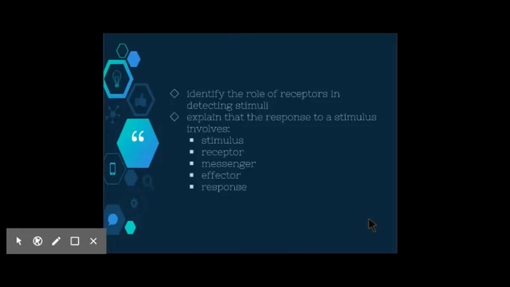So the first two dot points that we're going to look at are the first one being identify the role of receptors in detecting stimuli, and explain that the response to a stimulus involves five things, being the stimulus, receptor, messenger, effector, and response. I'm hoping that a few of these things are triggering little memories in your brain back to our maintaining a balance topic where we looked at homeostasis and we looked at the stimulus response pathway. So this part of it's going to be fairly quick because we have already looked at how a stimulus brings about a response in a number of different things. We're just going to have a look at it in particular to do with communication.